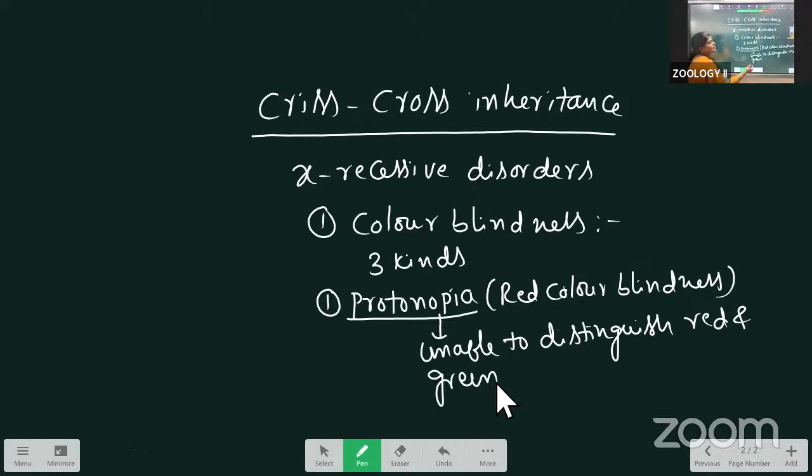Here, the affected persons are unable to recognize the red color. They do not distinguish between the red color and green color. That we call protanopia.